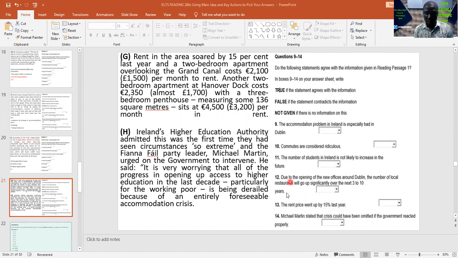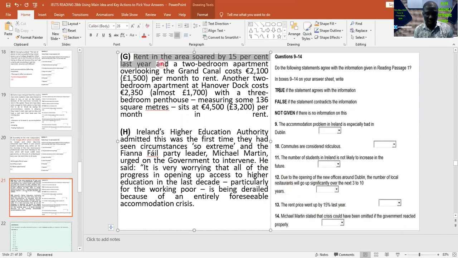At no point. Okay, the rent price went up by 15%. Rent in the area soared by 15%. Actually, that is true. Yes, Michael Martin stated that. Michael states that the crisis could have been averted if government reacted properly. Martin argued the government should intervene. Were they saying the same thing? No. He said it is worrying that all the progress in opening up higher education is being derailed. They are saying two opposite things. So this is not given.